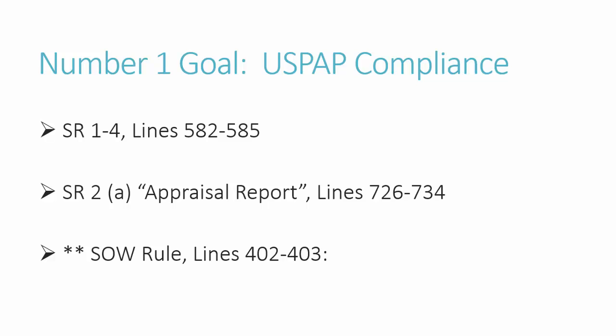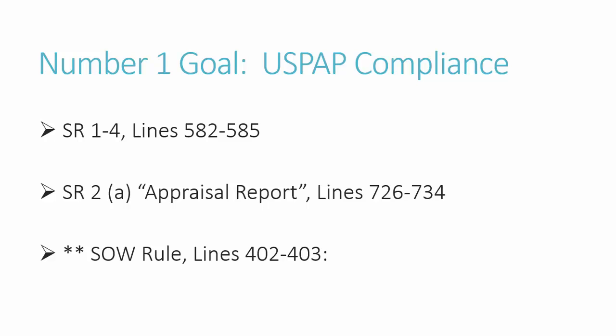Now I'm just going to give you some references here because this is not a USPAP class. Standard Rule 1 is the development of the appraisal. If you'll go to lines 582 through 585 in your USPAP book, when you have time, it talks about the appraiser's responsibility to use analysis in making their decisions, such as extracting line item adjustment rates would be one type of thing.